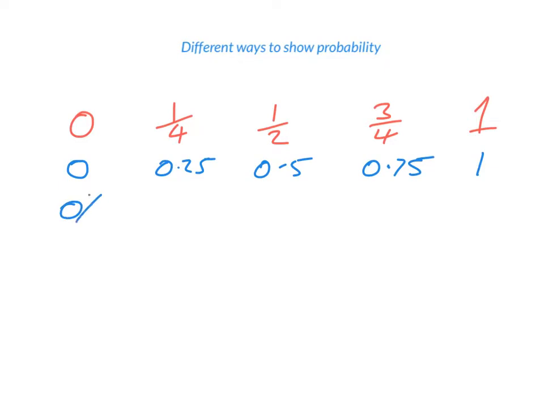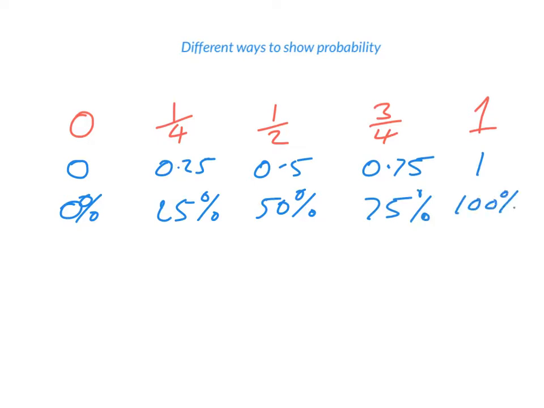And we can show it as a percentage. So we could have 0%, 25%, 50%, 75%, or 100% chance of something happening.